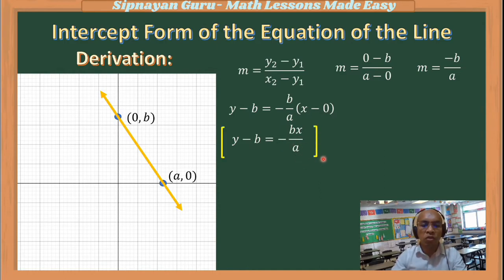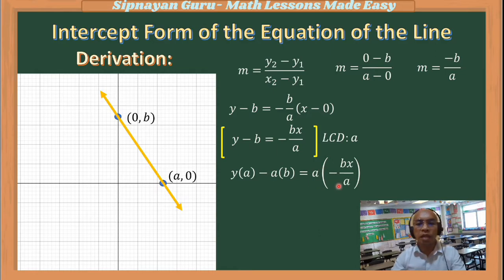Multiply the whole equation by the LCD to get rid of the fraction. So the LCD is a. Multiply each term by a. So this would be y times a minus a times b is equal to a times negative bx over a. Multiply. So this is ay minus ab. Cancel out. What is left is negative bx. Rewrite this into standard form by virtue of the addition property of equality. This is bx plus ay is equal to ab.